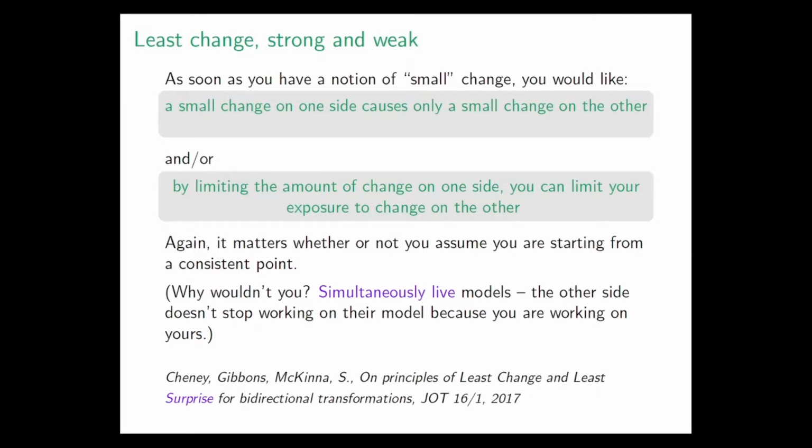Unfortunately, discreteness messes everything up, and you can find convincing examples showing that pretty much every property of consistency restoration that you might think of enforcing is sometimes a property you will really want to violate. Again, it turns out to matter whether or not you're starting from a consistent point, so you get strong and weak versions of these properties. And I'm not going to say any more about that today, but there's a paper there that you can read more about it in if you're interested.